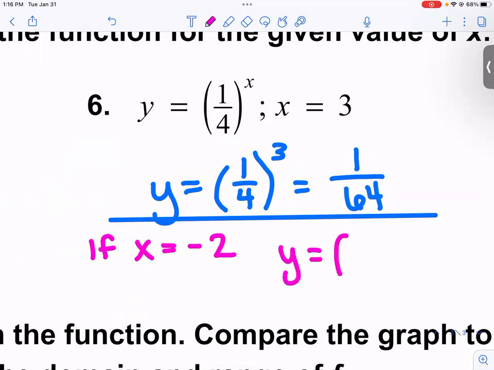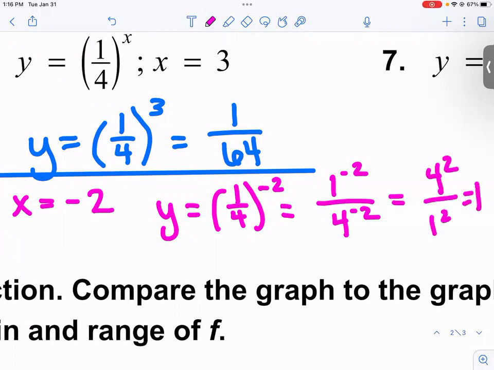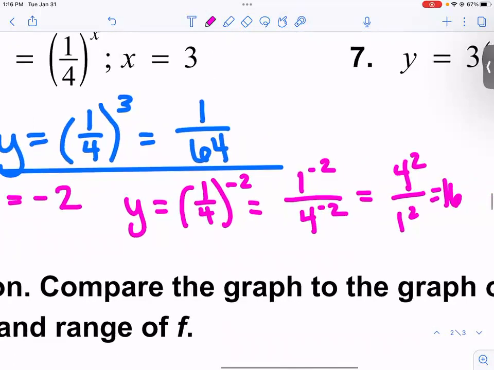So if y equals 1/4 to the -2, okay, so then we would have to do this. We would have 1 to the -2 and 4 to the negative 2. But what do we do with exponents that are negative? We put them down. Okay, and if they're in the denominator, we move them up. So yes, you are right. This would be 16. Janet. Yep. If you have a negative exponent in the denominator, then it gets moved up. Once it crosses the fraction bar, the sign changes.